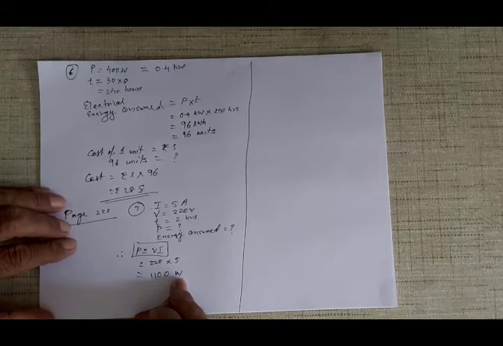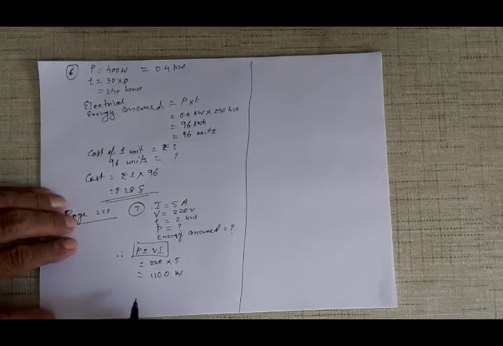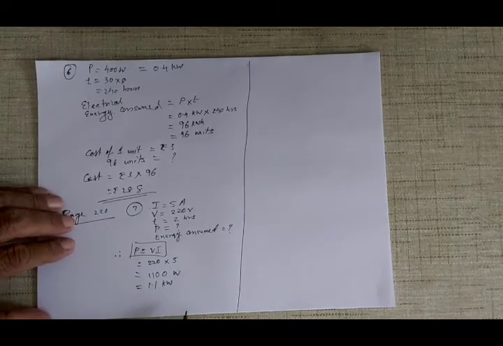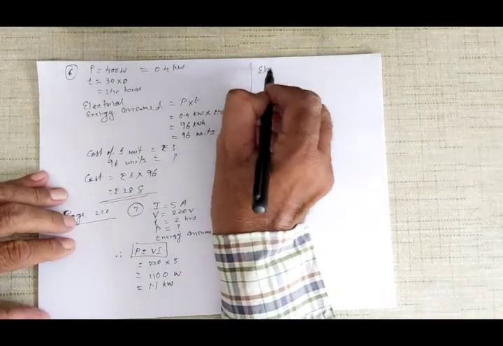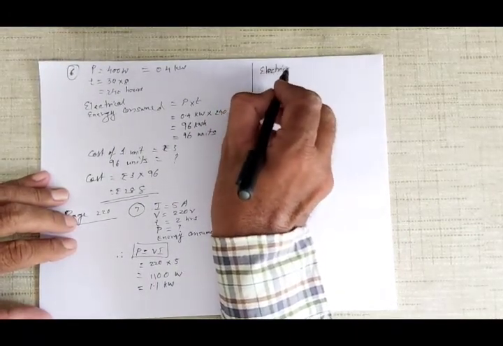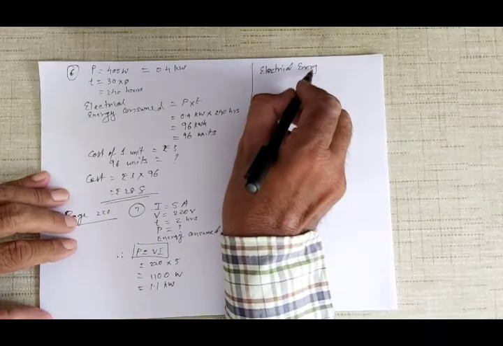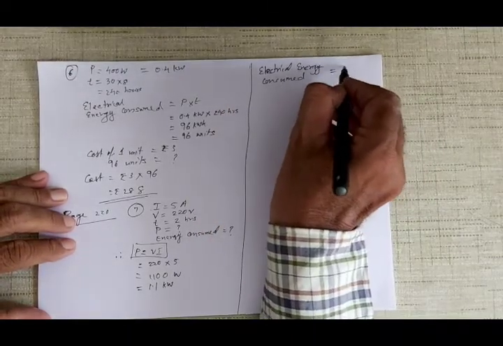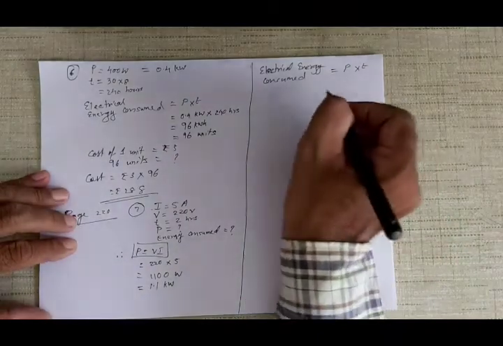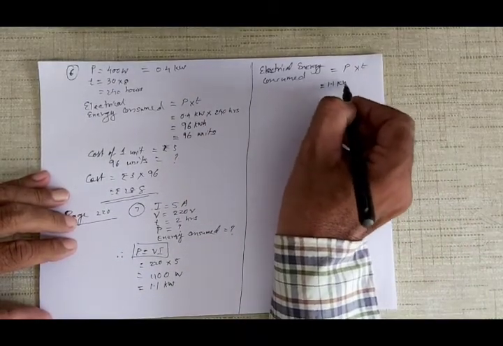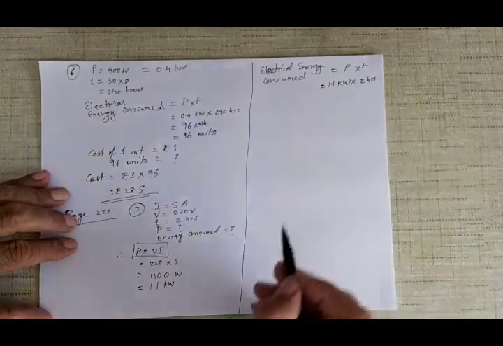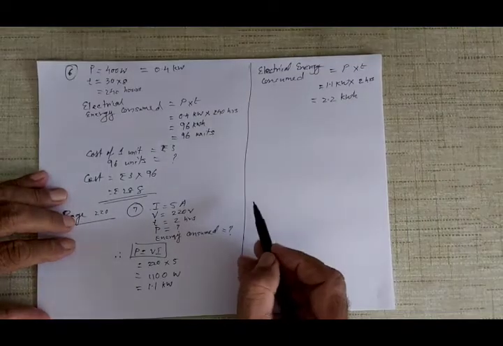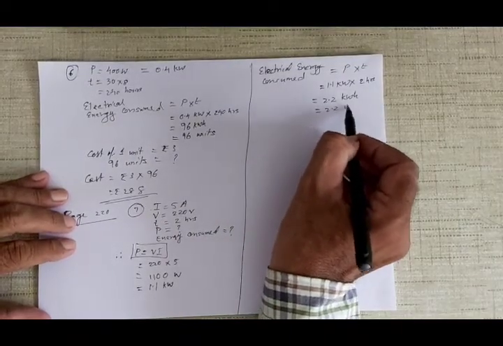Now you also want to find how much energy is consumed in 2 hours. So we convert this by dividing by 1000, so you get 1.1 kilowatts. Now electrical energy consumed will be equal to power into time. Now how much is the power? Power is 1.1 kilowatts and time 2 hours. So that is 2.2 kilowatt hours. 1 kilowatt hour means 1 unit, so 2.2 units.